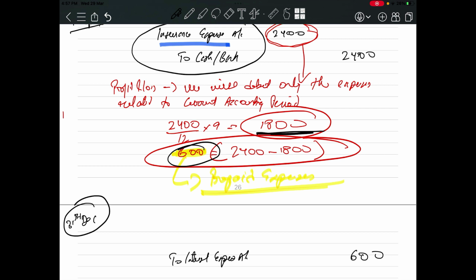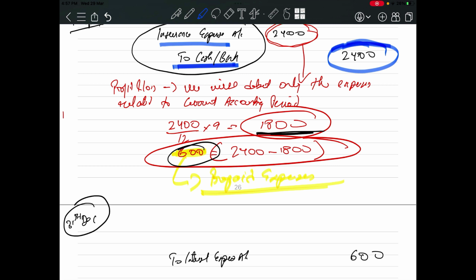Can I debit cash or bank? No, I cannot debit cash and bank. Why can't I debit cash and bank? Simply because this cash has already been paid. This cash has already gone out of the business. Now there is no such rule that you will have to only take into account the cash which you have paid, which relates to the current year.